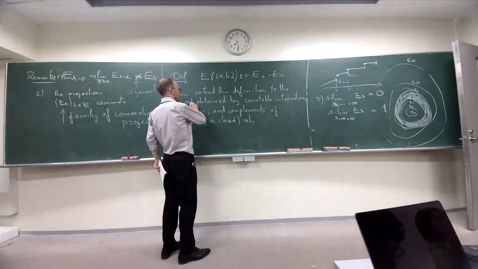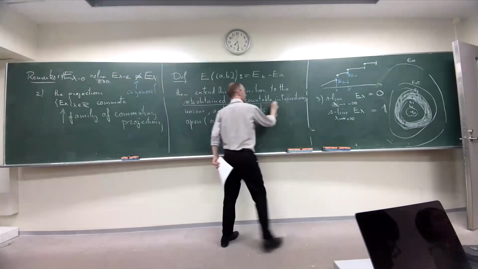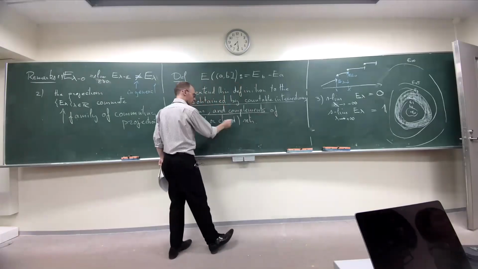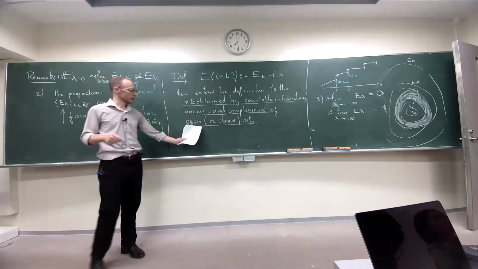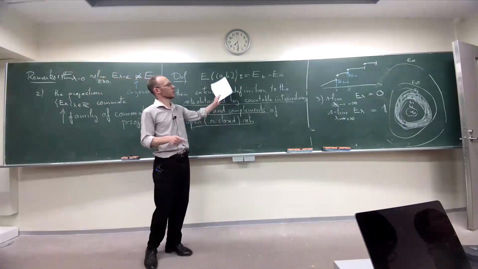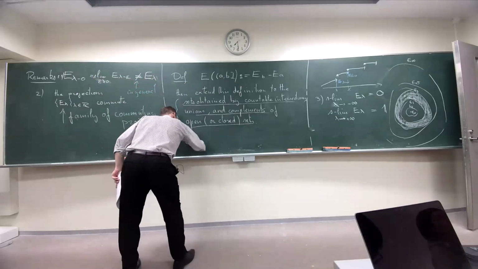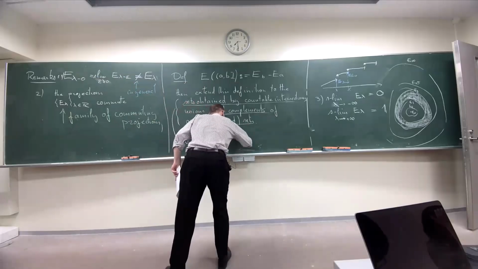So the set obtained by intersection, union, and complements of open or closed sets, you get the same if you start with open set, closed set, or set of this type. This has a name. It's called the Borel sets.